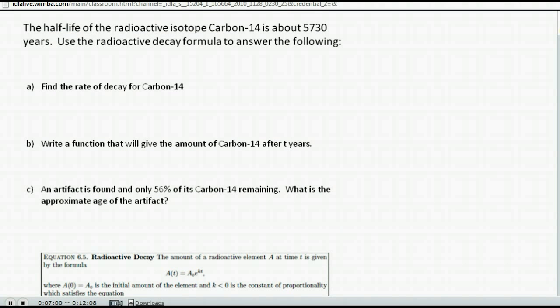All right, let's do one with carbon-14. Again, we're asked about the half-life. That's the time it takes for half of the carbon-14 to decay. Its half-life is about 5,730 years. Again, we're using radioactive decay. K should come up as a negative number. Find the rate of decay for carbon-14. So again, we set up, we know that we're going to have half of our original amount left. We know we have e to the k we do not know, but we know for half of the amount of it to be left, it takes 5,730 years.